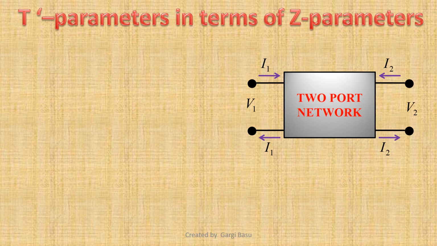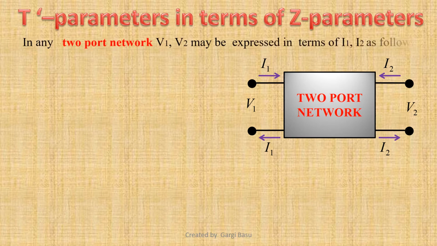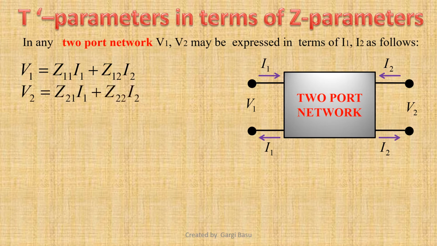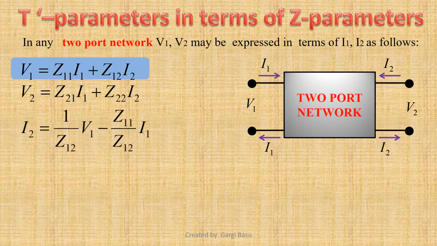Let us derive the interrelationships between inverse transmission parameters and Z parameters. When we describe a two-port network using Z parameters, we express the port voltages V1 and V2 in terms of port currents I1 and I2. The linear equations used in this case are V1 equals Z11I1 plus Z12I2 and V2 equals Z21I1 plus Z22I2. By rearranging equation number 1, we get I2 equals 1 upon Z12 times V1 minus Z11 by Z12 times I1.